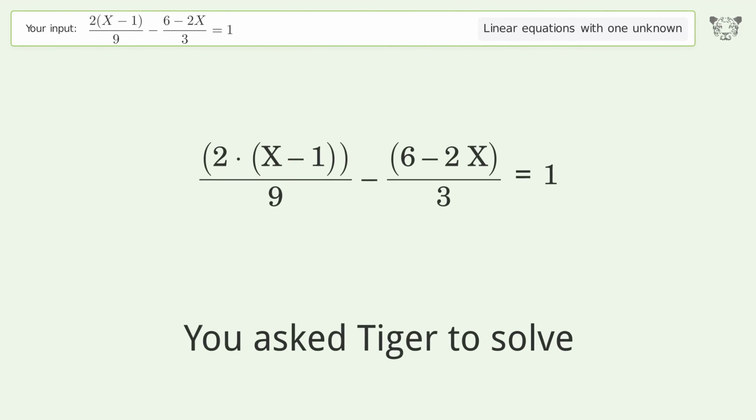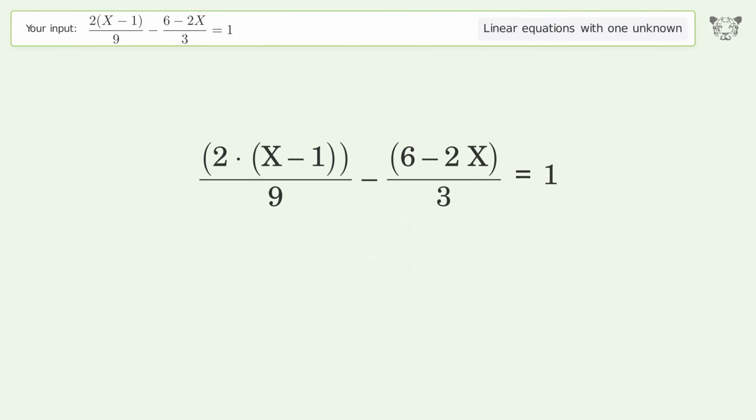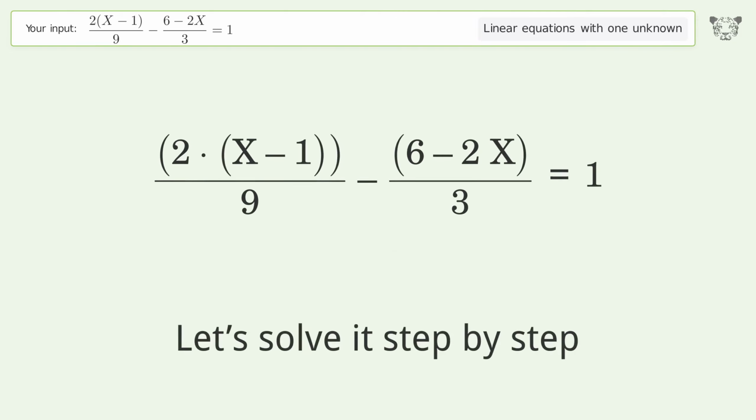You ask Tiger to solve. This deals with linear equations with one unknown. The final result is x equals 29/8. Let's solve it step by step.